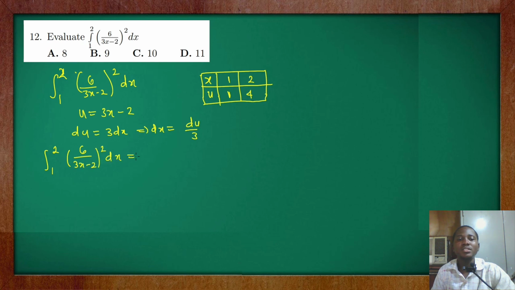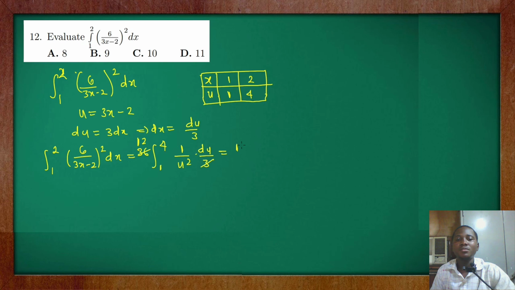So that means the integral from 1 to 2 of 6 over (3x minus 2) squared dx is simply the integral from 1 to 4 of 6. 6 squared is 36, so I can bring 36 outside. Then I'll have 1 over u squared multiplied by du over 3, because our dx is du over 3. So that means I'm going to have 36 divided by 3, which will give us 12.